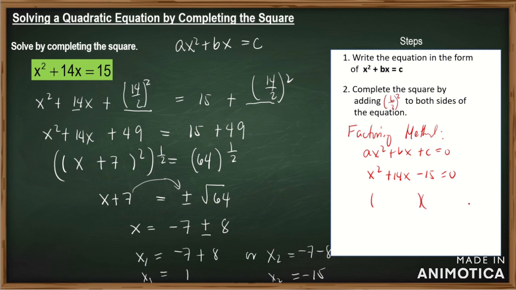And find the factors of x squared first. So we have the factors of x squared are x times x. Then we think of factors of negative 15. When added, the sum is positive 14. So obviously we have positive 15 times negative 1, because 15 times negative 1 is negative 15, and 15 plus negative 1 is positive 14.